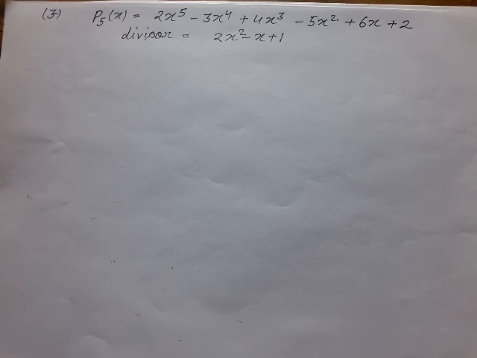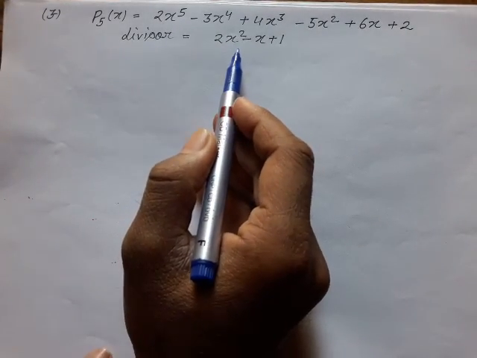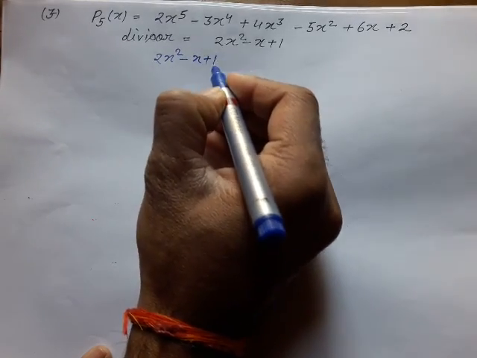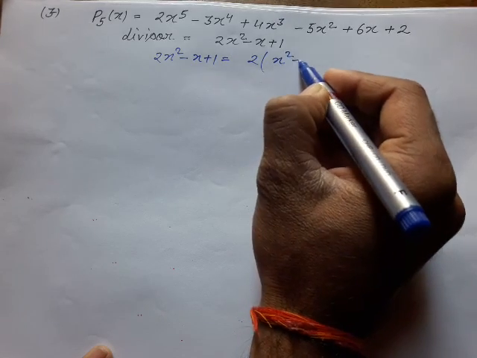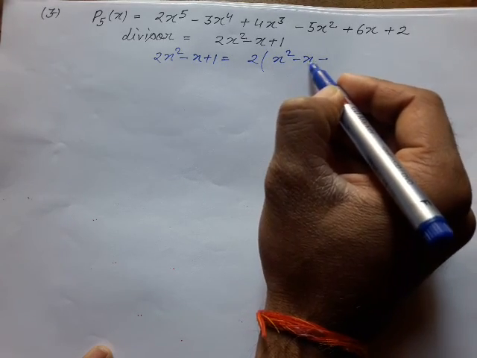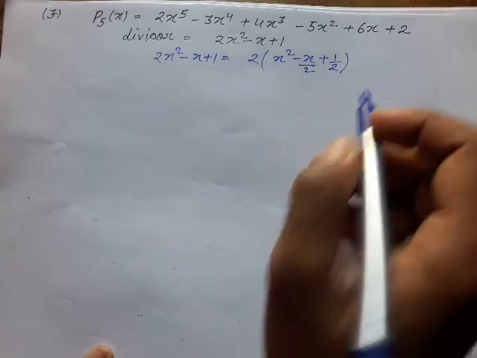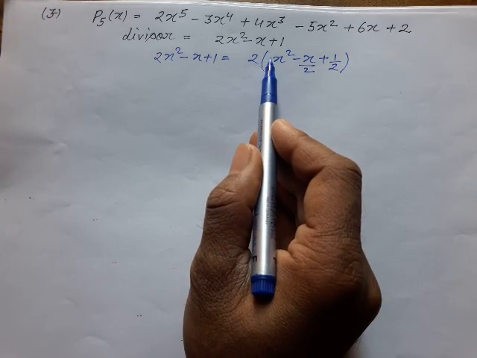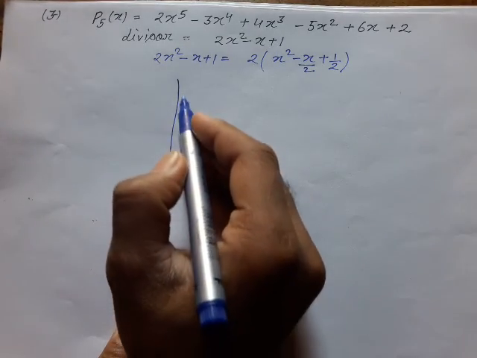Now we have another example which is of a 5 degree polynomial, and you can see that there is a divisor of second degree, but this is not in the ideal form. So first we put it into the ideal form. We take 2 out of this, we get x square minus x by 2 plus 1 by 2. Now you can see that the highest power of x has the coefficient 1. So this is in the ideal form. Now we write the Horner's scheme for this polynomial.